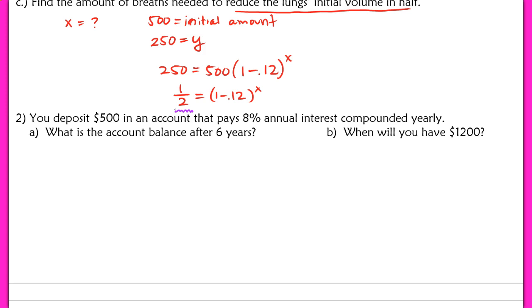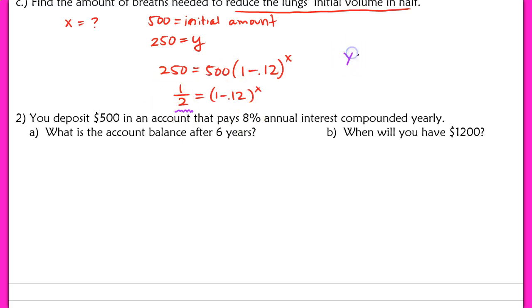And that's going to be something that you're going to use eventually when we get to something like a half-life problem, okay? Now, to solve this equation, we don't know enough math yet to actually do this algebraically, so you're actually going to need to use your calculator. So let's think about what this is saying here.